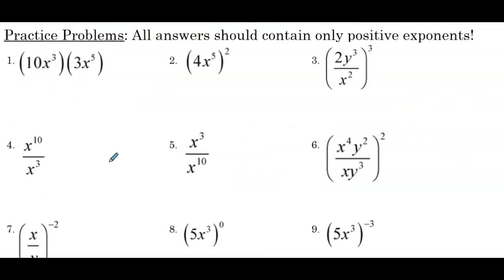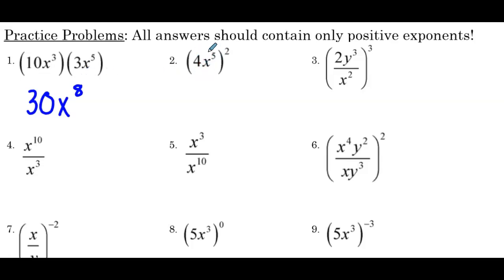So now let's look at a few example problems. Hey, all answers should contain only positive exponents. So that just means if we get a negative exponent, we have to take it a step further. So 10x cubed times 3x to the 5th. We're going to start by multiplying the coefficients, so we get 30. X cubed times x to the 5th, same variable, we're going to add the exponents, so x to the 8th. Right? Imagine expanding it. This would give us 3 x's, 5 x's. In total, we'd have 8 x's.